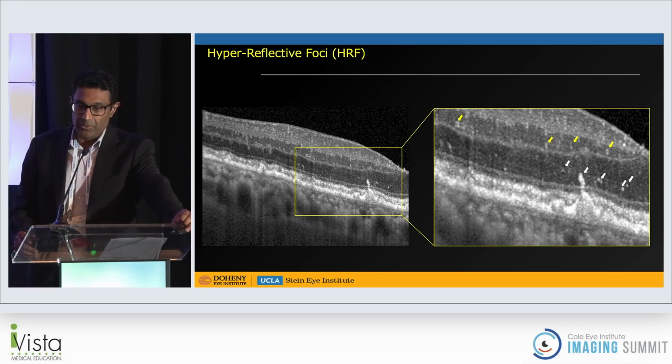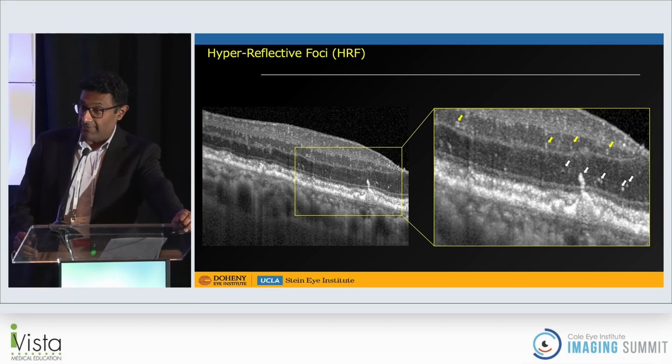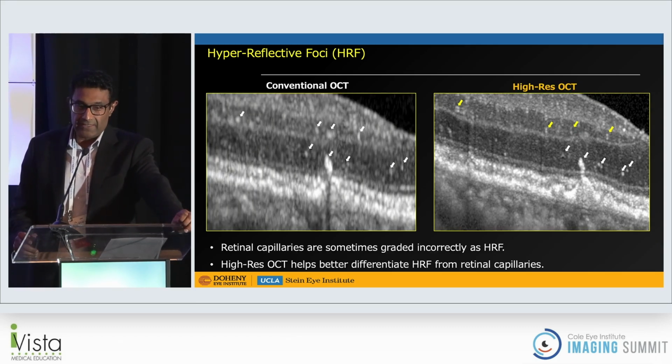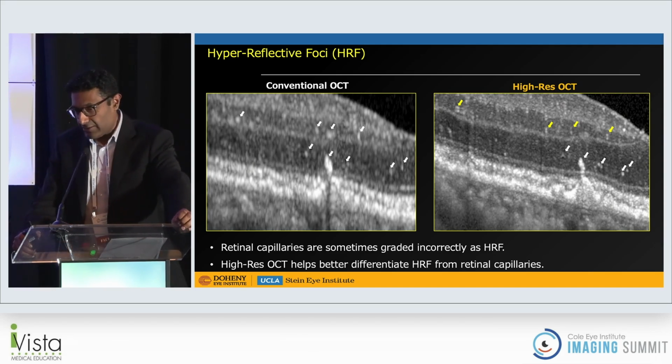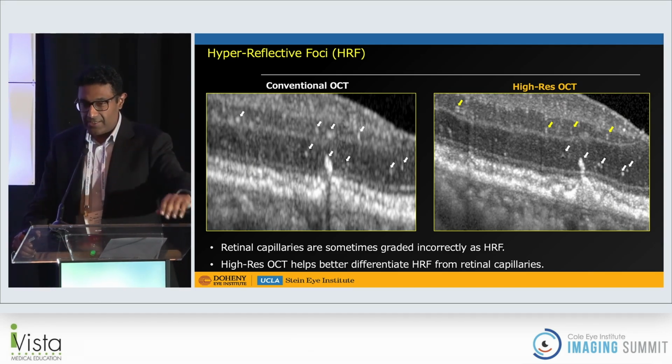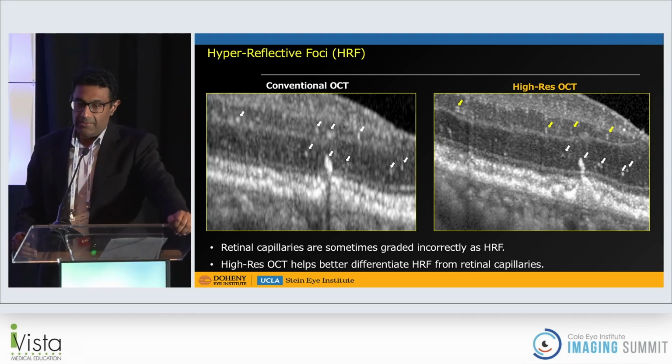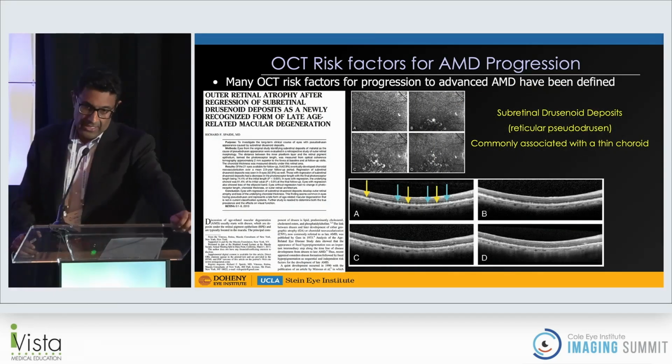So here's just an example where the little yellow arrows point to the bilobed ones, which are the capillaries, and the white arrows point to ones that don't have that bilobed structure, which are hyperreflective foci. And if I show you the comparison with conventional OCT, again, it's blown up, so it looks blurry, but it's actually a good quality OCT scan, but it can be very difficult to distinguish these for many patients.